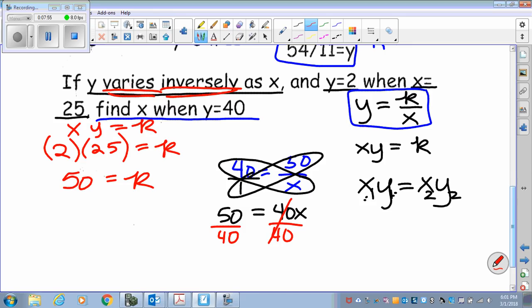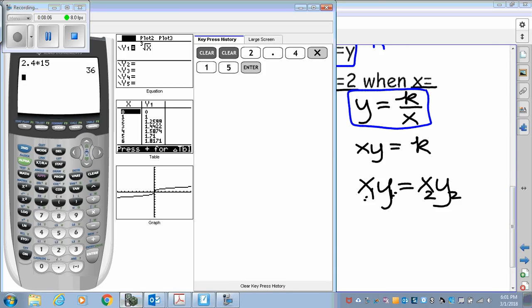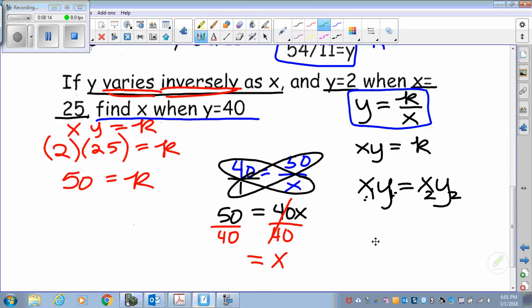So 40 divided by 40 is x, 1x, and then I'll divide this, 50 divided by 40, and I can do that on my calculator. So I'll take 50 divided by 40, and I get 1.25. All right, so x is 1.25.